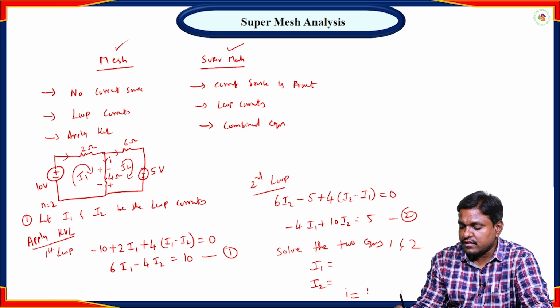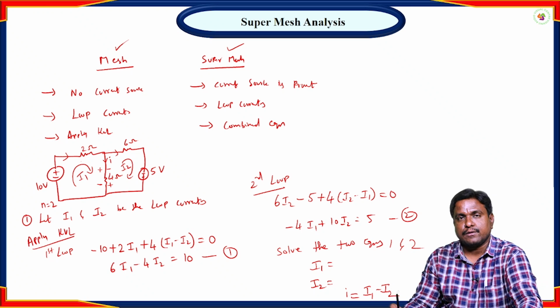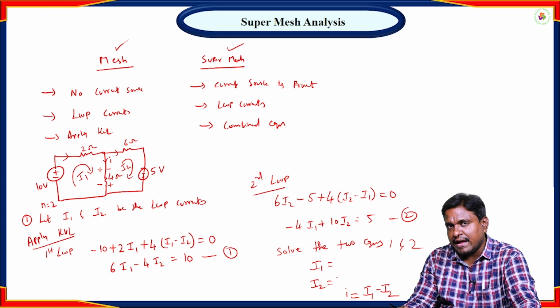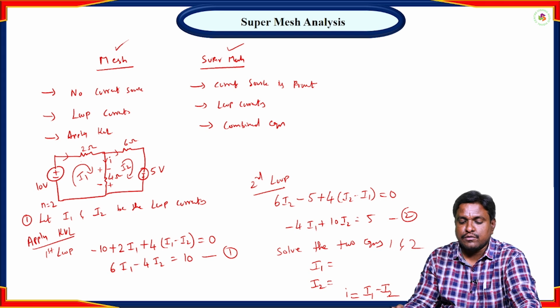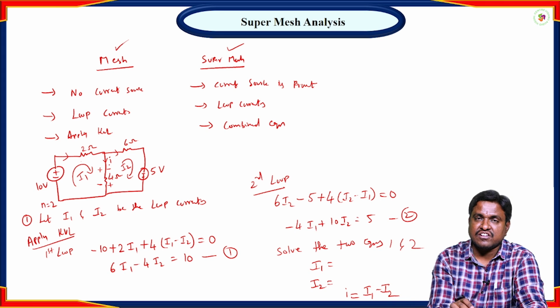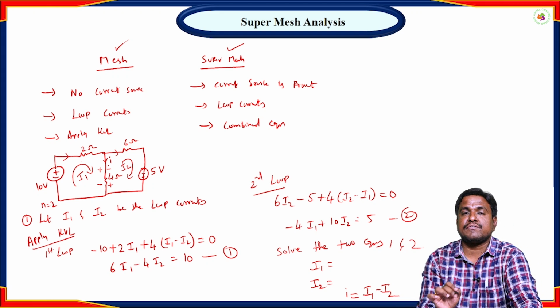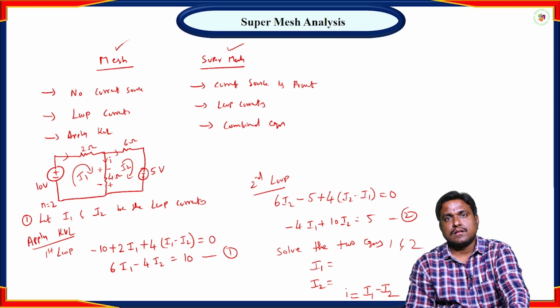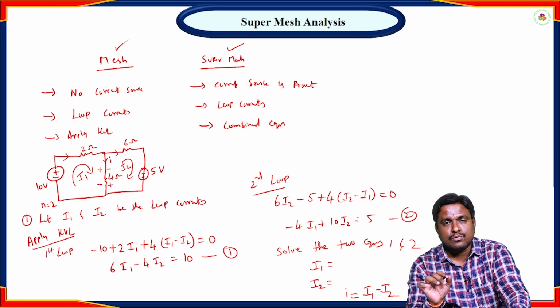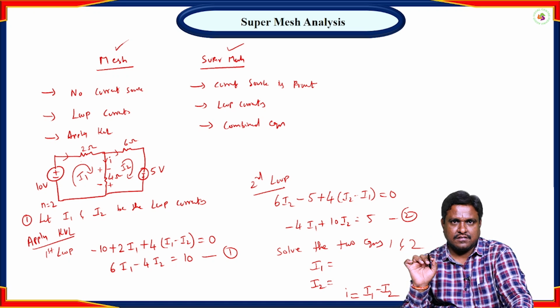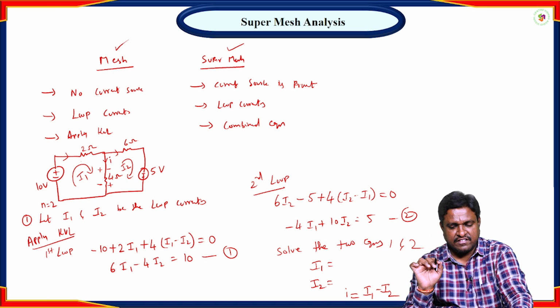So I1 is positive with respect to I, that is I1 minus I2. Once I know the values, I will get the values of I1 and I2. The difference I1 minus I2 will give the branch current I, which is the response for the given circuit. So this is the procedure to solve for the response by using mesh analysis. Hope it is clear.